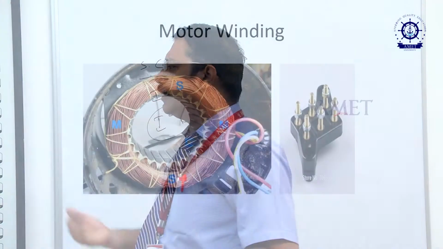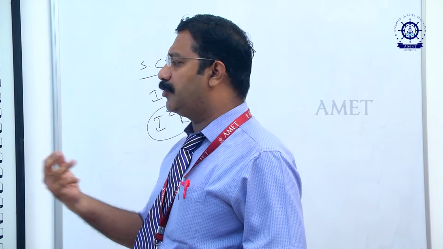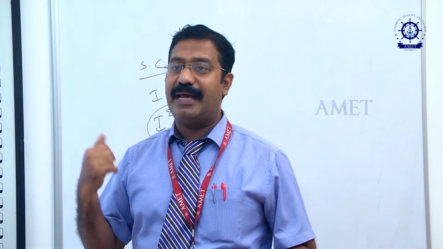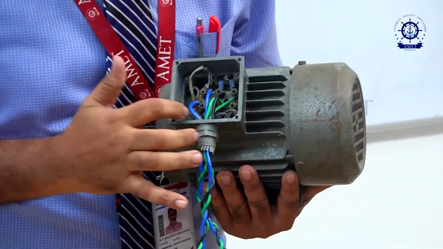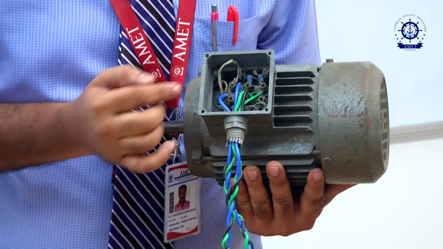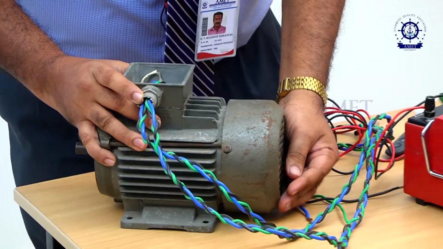If you see the right hand side diagram, there will be a small box which is called a terminal box. In the first winding, you have 3 wires coming out. These 3 wires will be connected to the terminal box, where the winding is within the machine, and here if you notice there will be 6 slots.